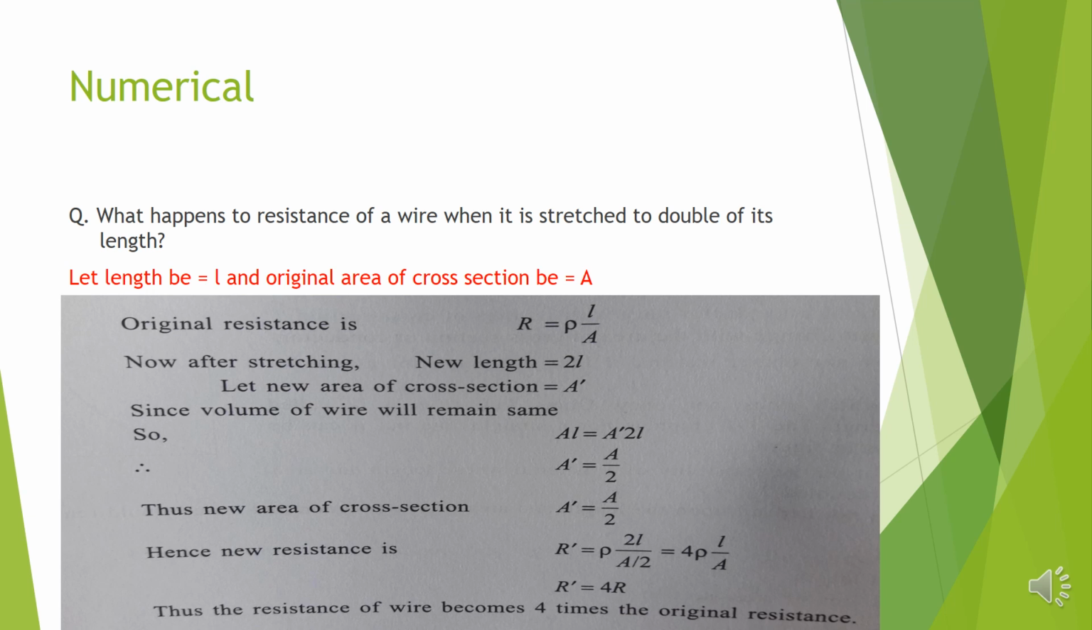Now come back. So the length has changed, area of cross section has changed. So you will get new resistance R dashed. How? Start with the formula. Rho, instead of L you put 2L. Instead of area you put A by 2. So you get 4 times rho L by A, which is nothing but R. So your new resistance will become 4 times the original resistance if you stretch the length to double.